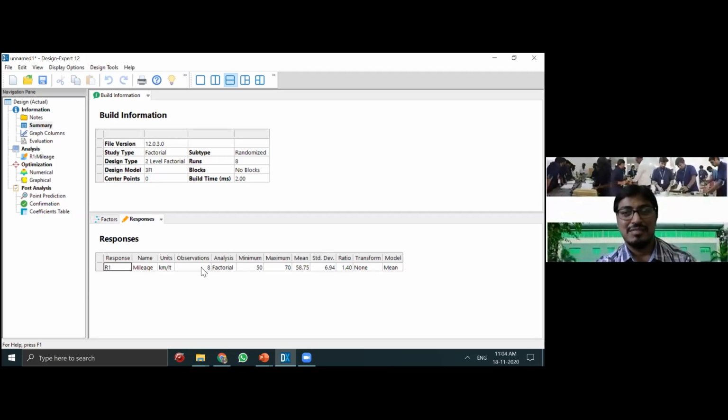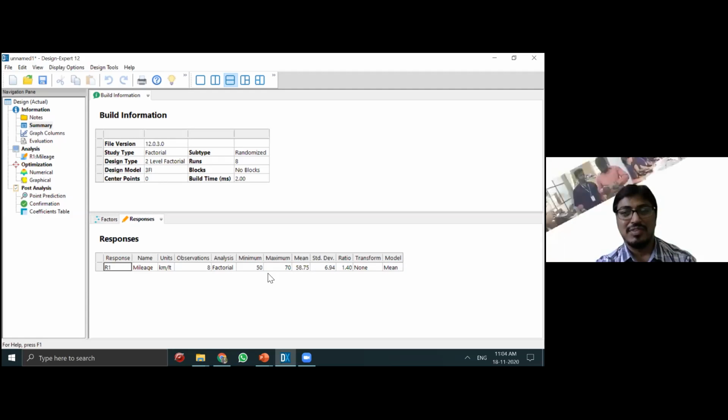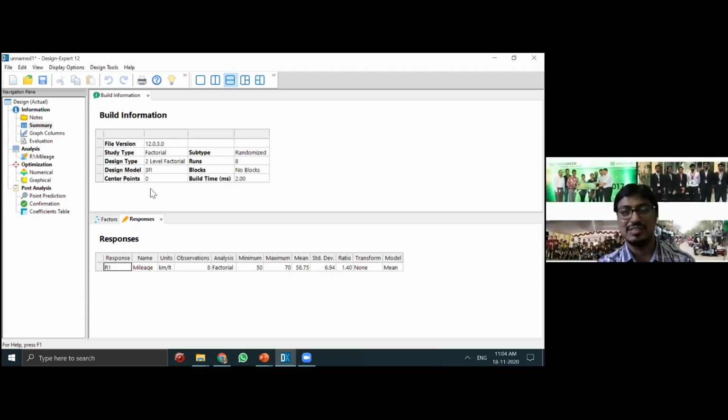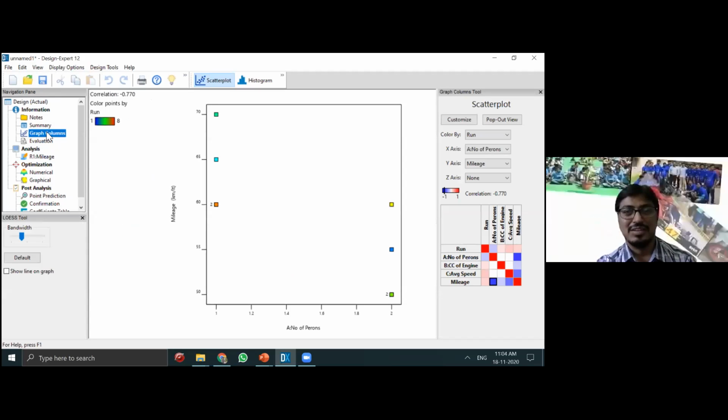The mileage with 8 observations means 8 runs. You are going for factorial experiments. Minimum is 50, maximum is 70. That is what he has taken as default, along with the standard deviation ratios. So these are some basic information which you will get from this.